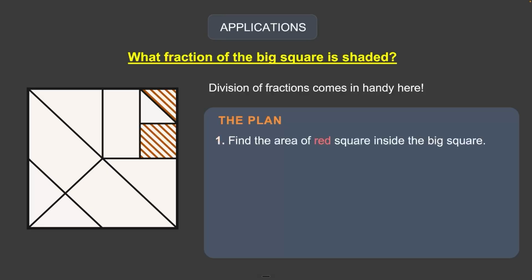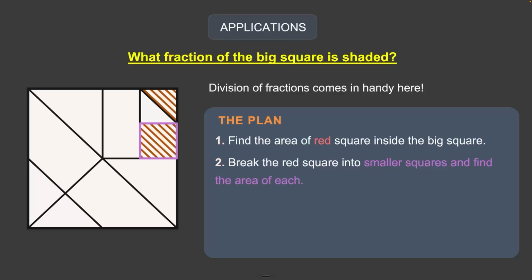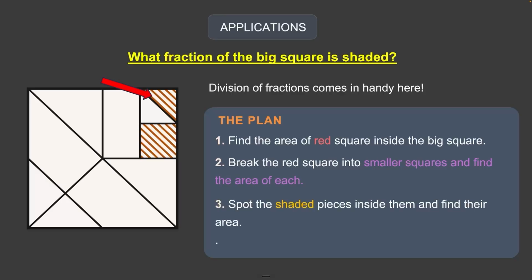Here's the plan. First, we find the area of the red square inside the big square. Next, we break the red square into smaller squares and find the area of each one, because one of them is our shaded square. Next, we spot the shaded pieces inside them and find their area. And then we add them up. Add the pieces together to find the shaded area.